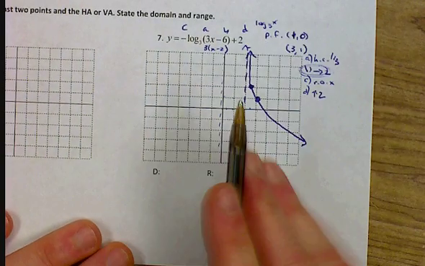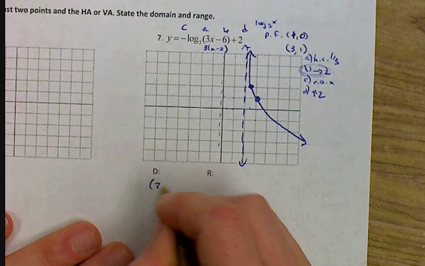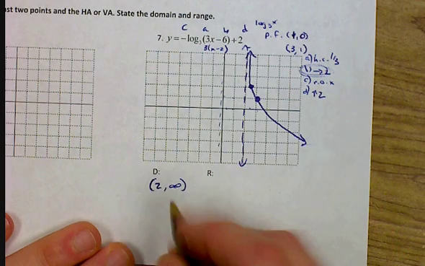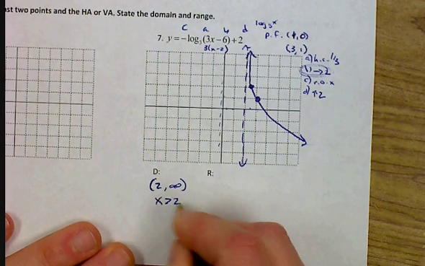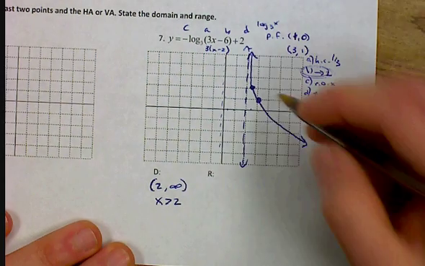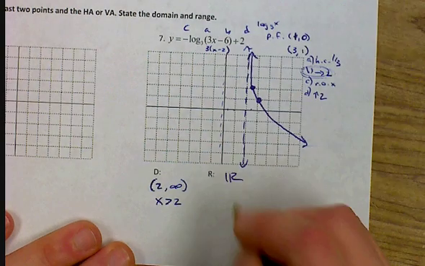The domain is, you can see it's just everything from 2 over to infinity, so you can write it as 2 to infinity. Make sure you have a parenthesis on 2 because it doesn't actually touch 2. Or you can say x is greater than 2, not equal to. It will not ever be equal to that vertical asymptote. The range then is going to be all reals. It's going to go up forever and it's going to go down forever, so the range is going to be all reals.